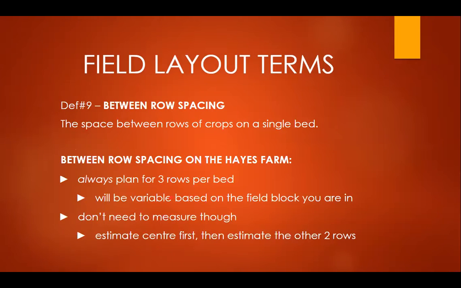As I mentioned, at the Hayes farm we always plan for 3 rows per bed. But some of our beds are a little bit narrower than others, and sometimes you've got to be a little bit flexible, roll with the punches, and ask your field block mentor. So sometimes you might be planning to have 3 rows in a bed, but that bed might be a little bit narrow due to a variety of circumstances, and maybe you and your field block mentor decide that 2 rows is more appropriate in this bed.